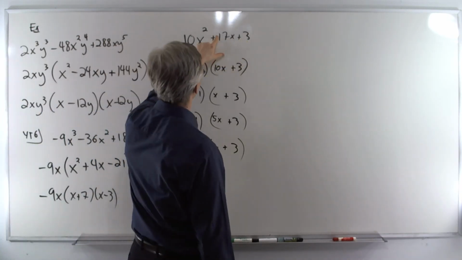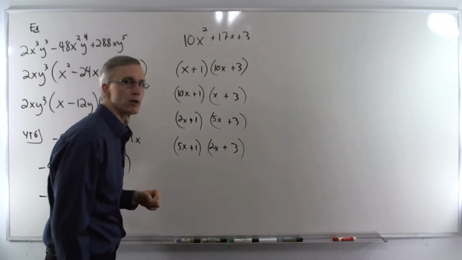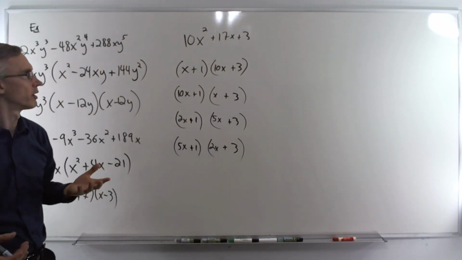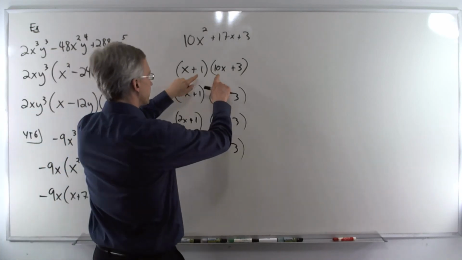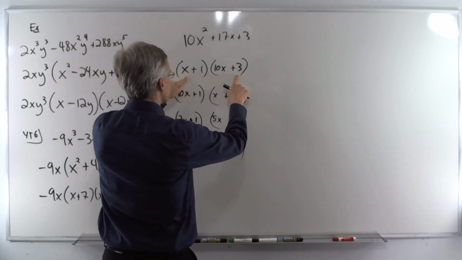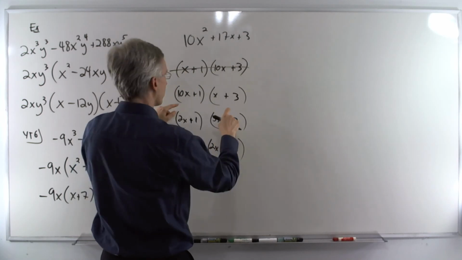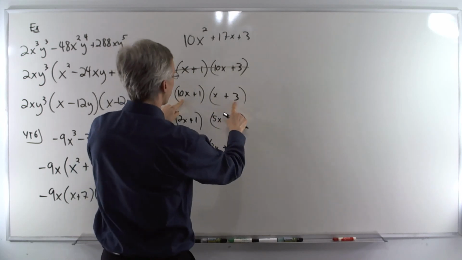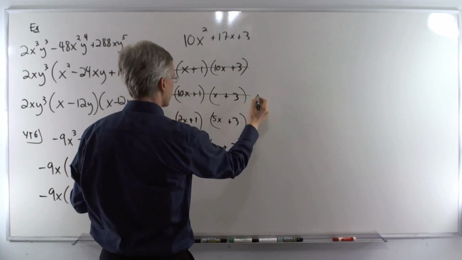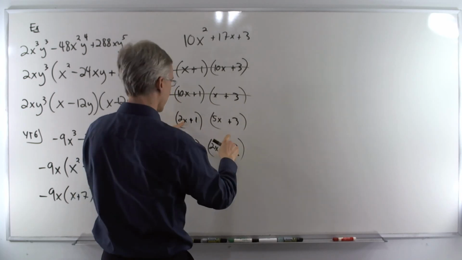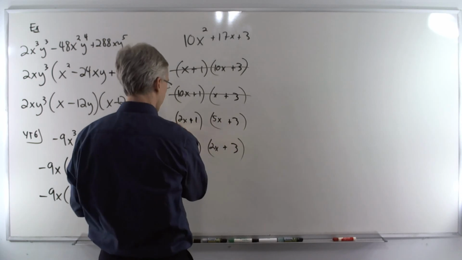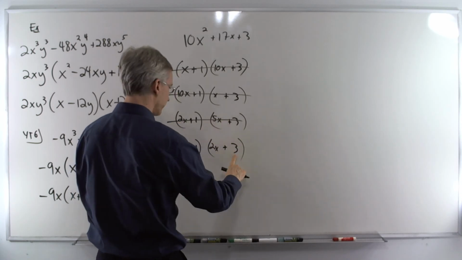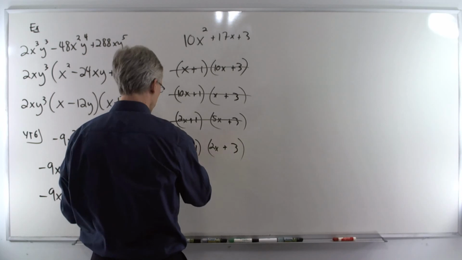But what we haven't yet accounted for is that middle term. So now we can FOIL and see which one produces 17x. Here we got 10x and 3x, that's only 13, so that's not it. Here we got 30x and 1x, that's 31, so that's not it. Here we've got 6x and 5x, that's 11, so that's not it. Here we have 15x and 2x, that's 17.